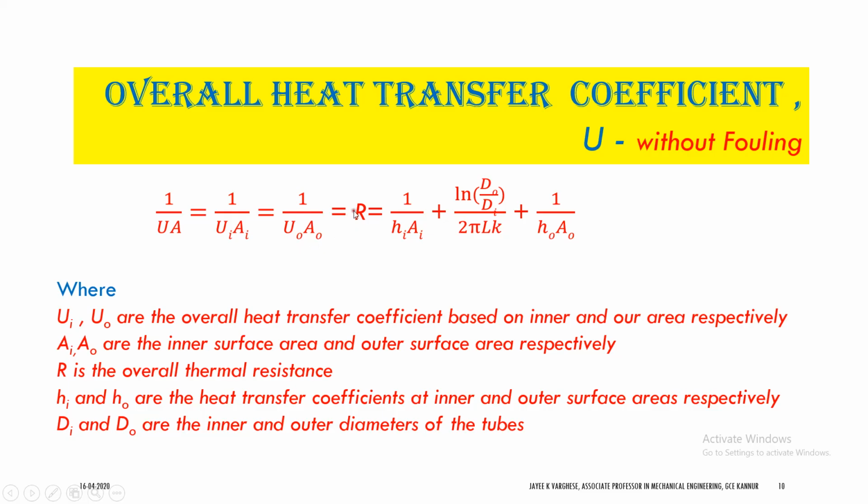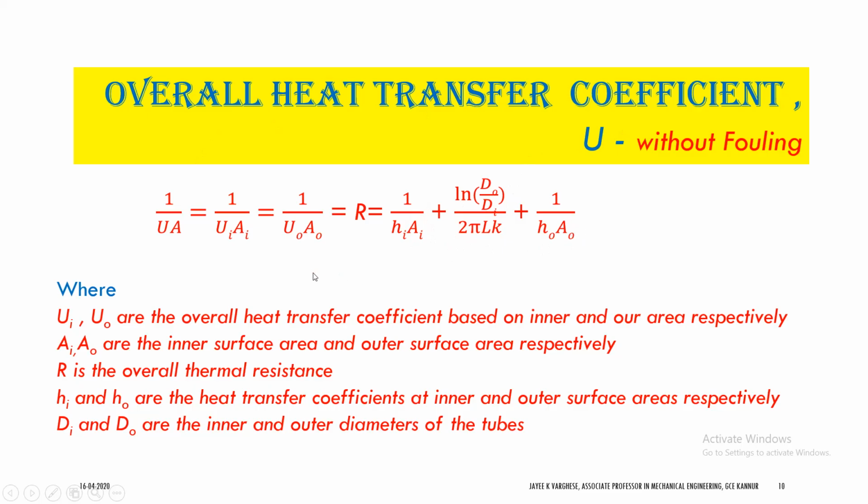So 1 by UA stands for the overall resistance, which can be calculated by 1 by HiAi plus 1 by 2 pi LK log of R out by Ri, or D out by Di, plus 1 by H out A out, where Ai is 2 pi RiL, or pi DiL, where Di is the inner diameter and L is the length of the heat exchanger, whereas A out is the outer area.